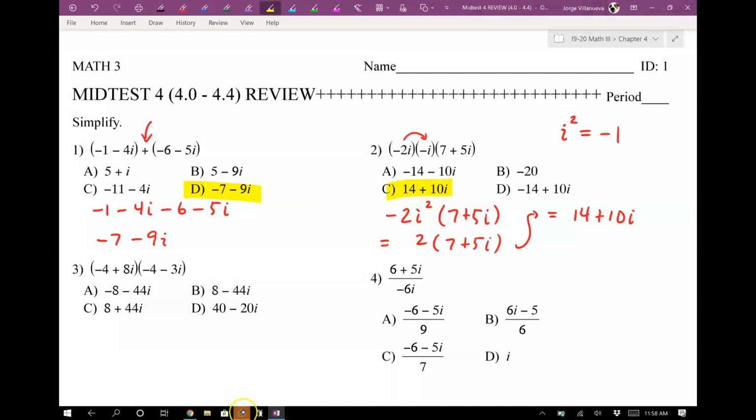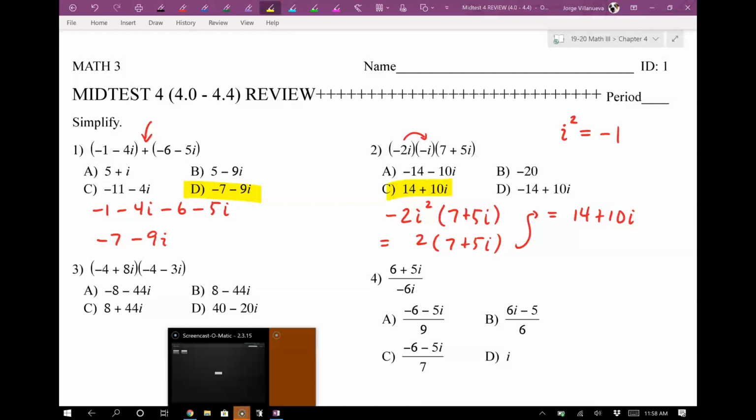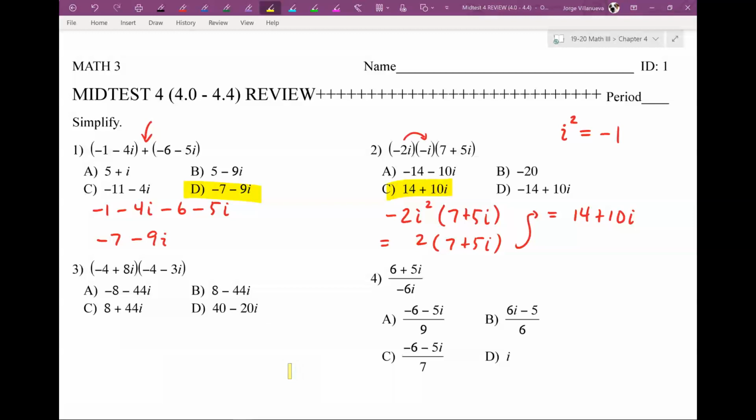So let me just make this thing disappear. I'm not sure why it's doing that, but all right, there we go.